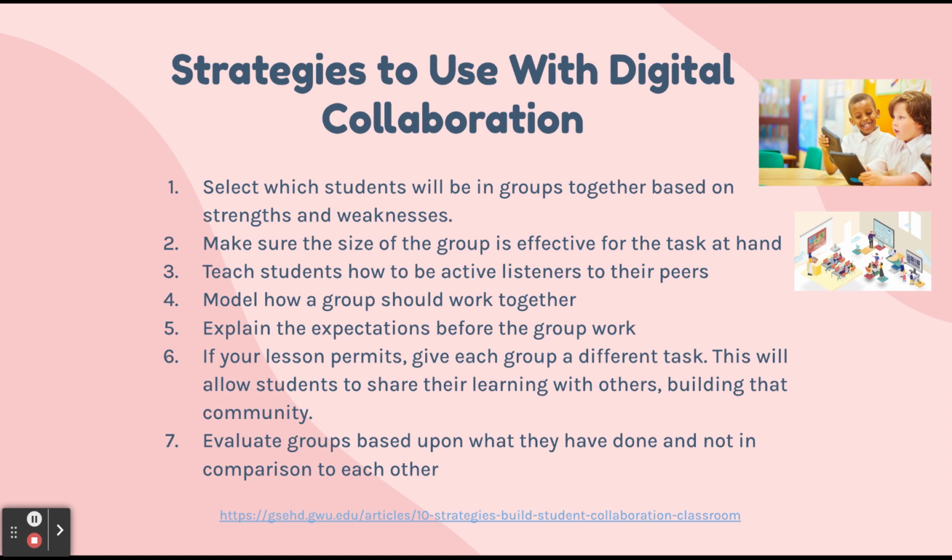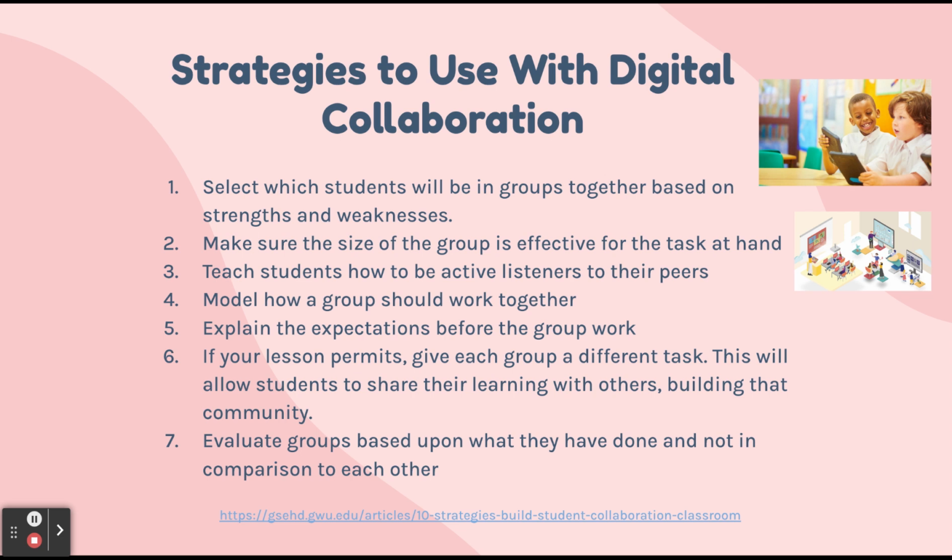So one is just to select which students will be in groups together based on strengths and weaknesses. Again, this goes back to table groups in that one article that I read. It's important that students align with their learning so that one person isn't excelling and somebody else is not doing as well. It kind of puts them together and they have a similar learning style so that they can work together and get the most out of their learning.